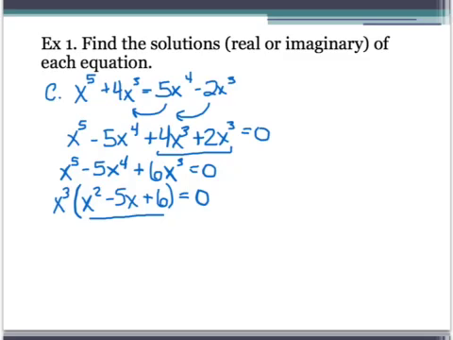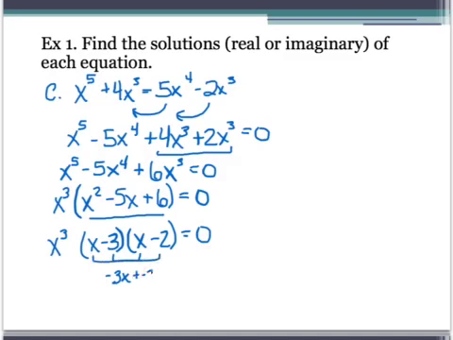Okay, and then this quantity right here factors again. And it's going to factor into x minus 3 times x minus 2. Because negative 3 times negative 2 is positive 6. And when I check my foiling, my outer product and my inner product, I get a negative 3x plus negative 2x, which gives me negative 5x. So I know I factored correctly. And now it's in factored form. Once I have it in factored form, I then set each factor equal to 0, and I solve for x. But I'm running out of room here, so I'm going to set each factor to 0 over here on the right-hand side of my screen.